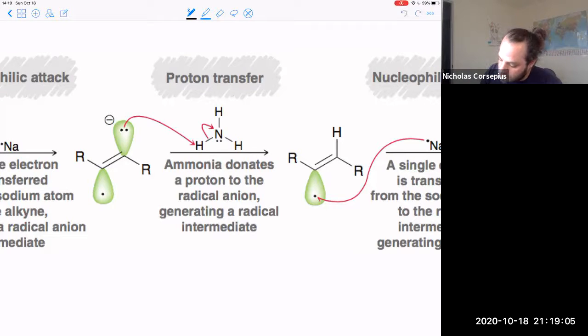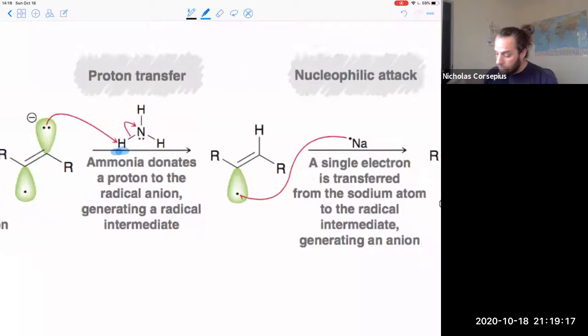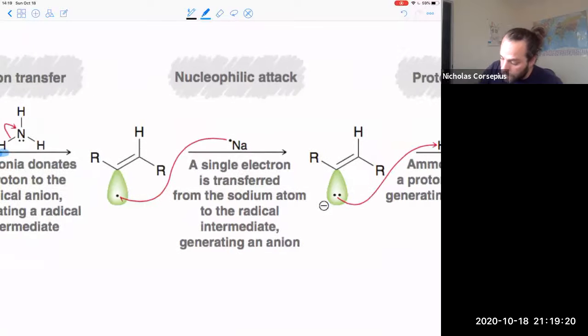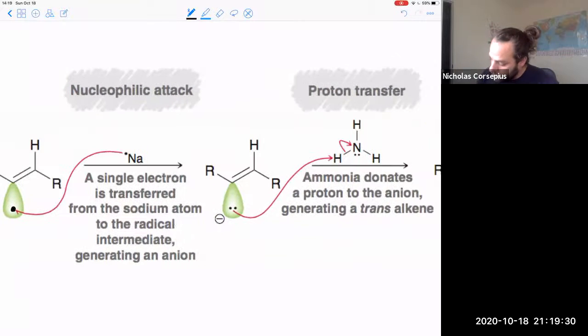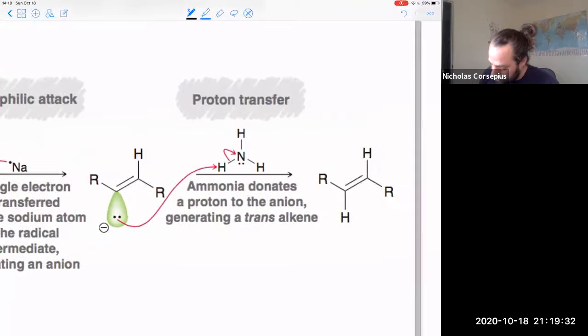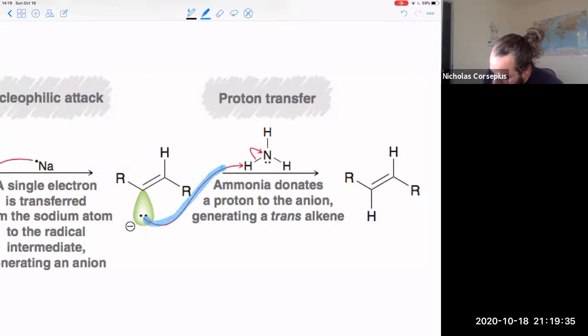One of them is a full paired electron cloud, so it's got this negative charge, and that's going to reach over and steal a hydrogen from the ammonia. Okay, so that's going to protonate that alkene. And then you're going to have another round of reaction where now we have this only singly occupied electron orbital. Again, sodium is going to be involved, and it's going to go ahead and donate its electrons to pair that up. And then another second round of proton transfer where that electron cloud is going to reach over and steal a proton from ammonia. Okay.